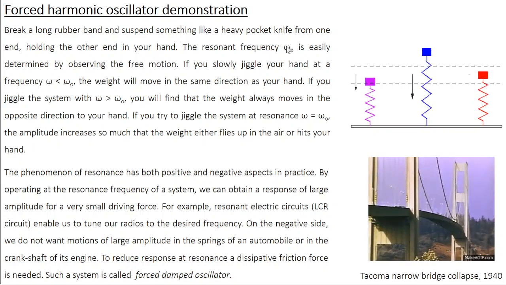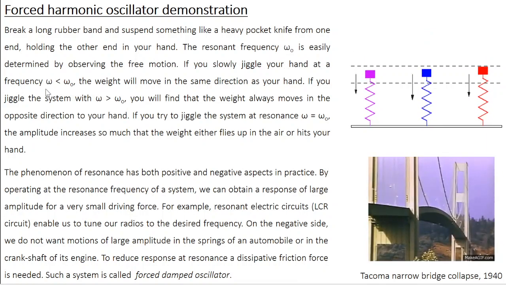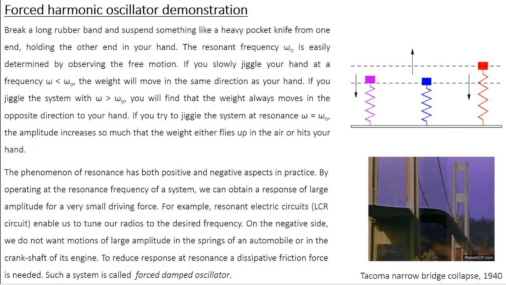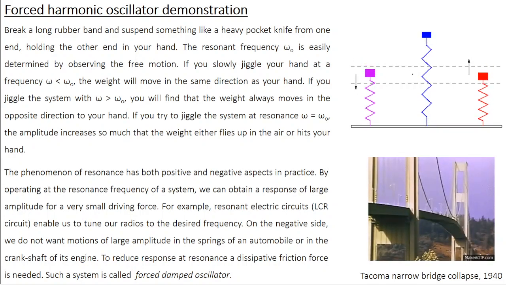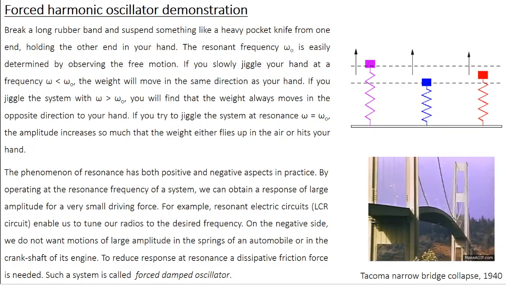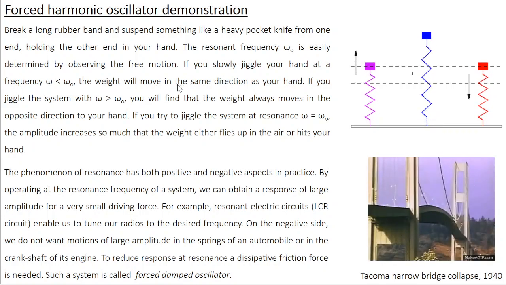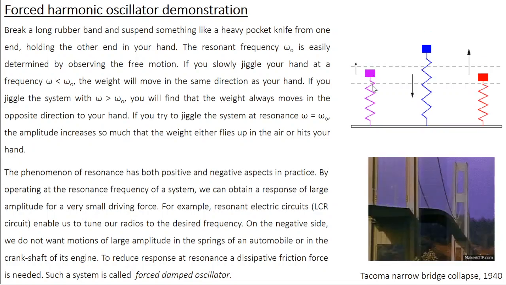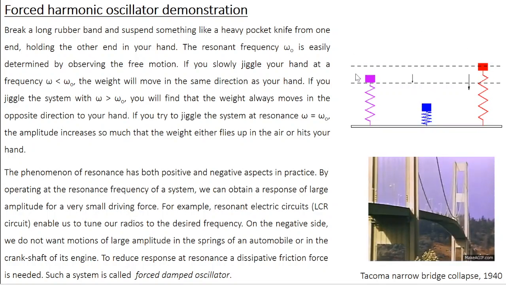Now if you slowly jiggle your hand at a frequency omega less than omega naught, the simple harmonic oscillating system becomes a forced harmonic oscillating system, and the driving frequency omega is less than omega naught. We know that in this particular case, the displacement is in phase with the driving force. So the weight will move in the same direction as your hand, as indicated by this purple diagram. The arrow mark indicates the direction of the driving force. You can see that the driving force and the displacement are along the same direction.